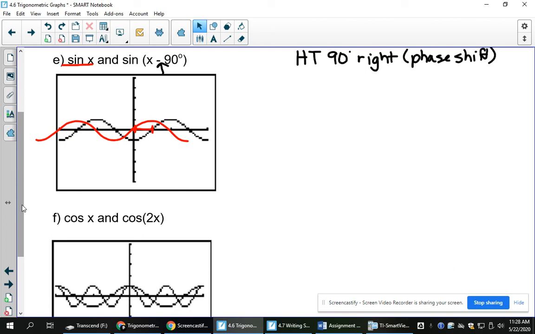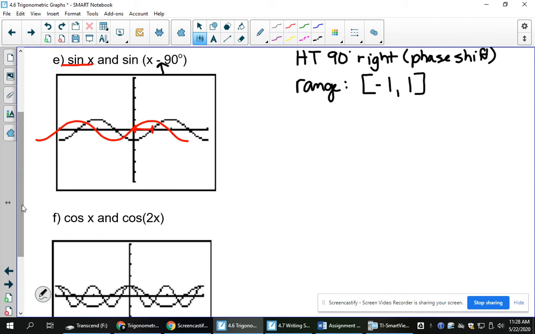Now, a few things have not changed here. The range, which comes from the max and the min. I just took that graph, I shifted it left and right. Nothing has changed about the maximum and the minimum of that graph. Nothing's been stretched vertically. The period is not changing at all here. It's still going to be 360 degrees. Or if this had a pi in it, I would say 2 pi instead.